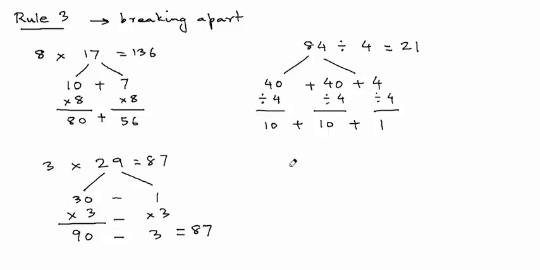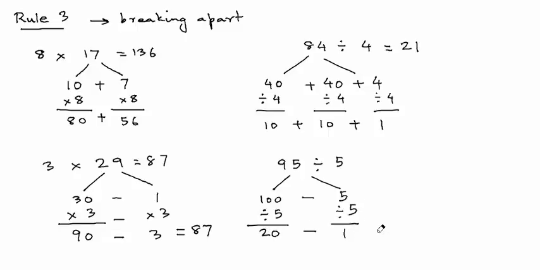And in the same way, 95 divided by 5 is the same as 100 minus 5 divided by 5. Divide each one of the numbers by 5. 100 divided by 5 is 20, minus 5 divided by 5 is 1. 20 minus 1 is 19. And by the way, this property, this rule 3, is called the distributive property of multiplication and division.